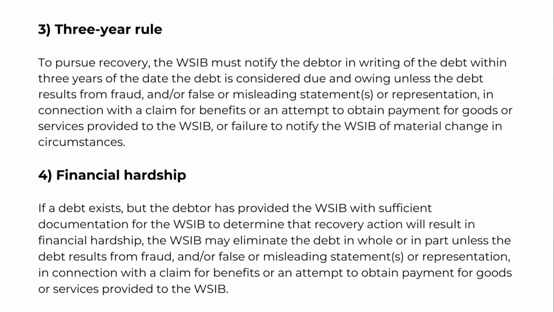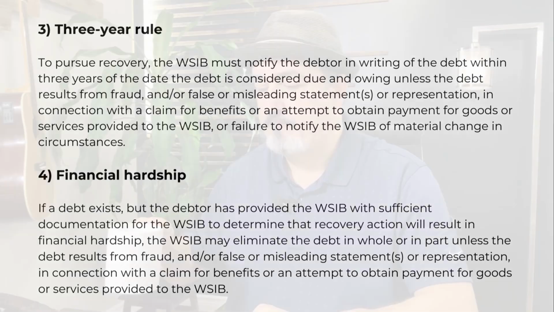And the fourth one being financial hardship. If a debt exists, but the debtor has provided the WSIB with sufficient documentation for the WSIB to determine that recovery action will result in financial hardship, the WSIB may eliminate the debt in whole or in part, unless the debt results from fraud and/or false or misleading statements or representation in connection with the claim for benefits or an attempt to obtain payment for goods or services provided to the WSIB.